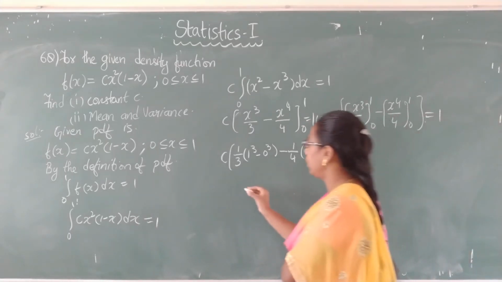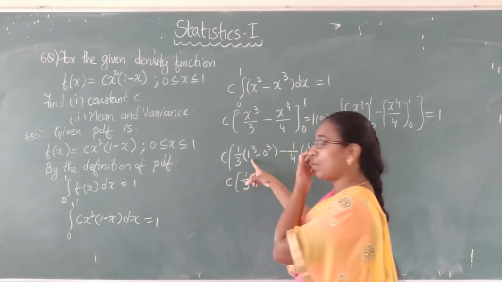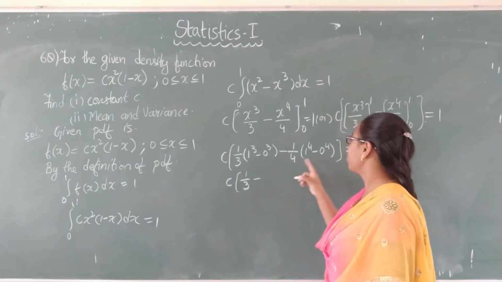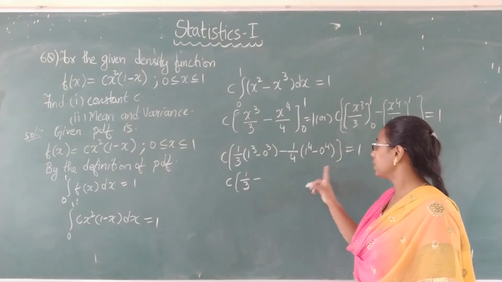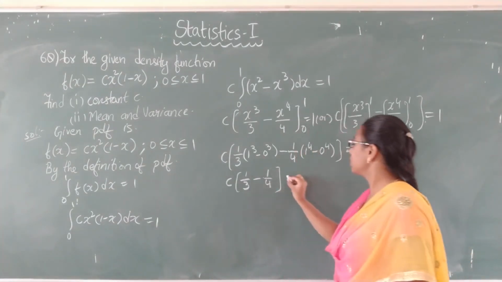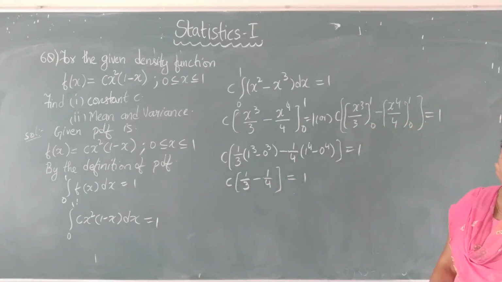1 cubed is 1 only. C into 1 by 3, 1 cubed is 1, 1 minus 0 is 1 again. Minus 1 by 4 into 1 power 4 is 1, minus 0 is 1 again. So 1 by 4. So this is equals to 1. Now consider the LCM. What is the LCM? For 4 and 3, the LCM is 12, right?